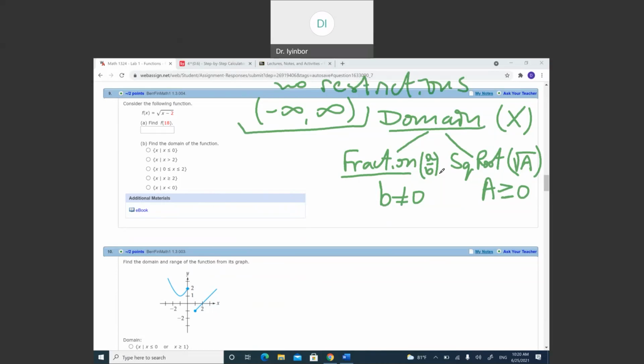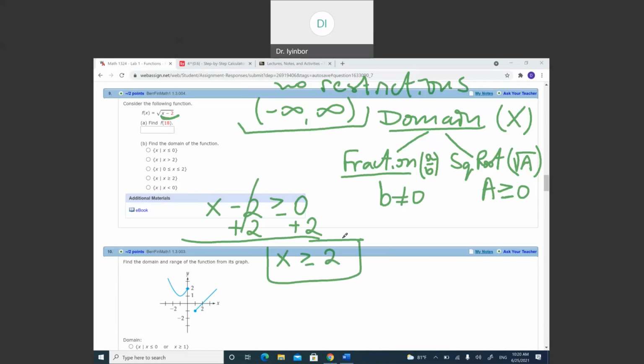Okay, so now in number 9, I have a square root. So I'm going to take x minus 2, and I have to solve it greater than or equal to 0. How do you solve it? You get x by itself, so you add 2 to both sides. So my restriction, or the domain, is x greater than or equal to 0 plus 2, which is 2. So this is how the domain is going to look. Which one of those is it? This is called set builder notation, and which one has x greater than or equal to this one? So that's my answer here.